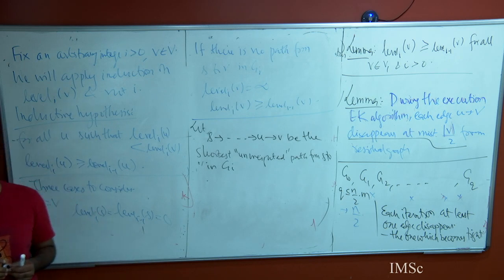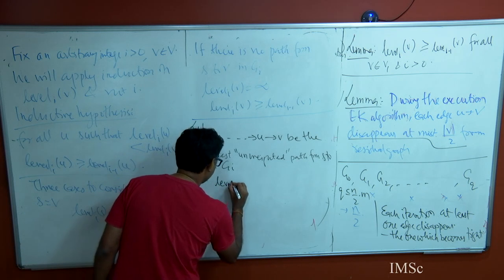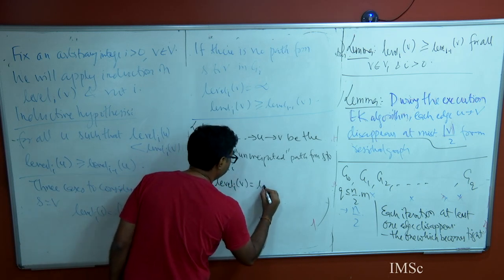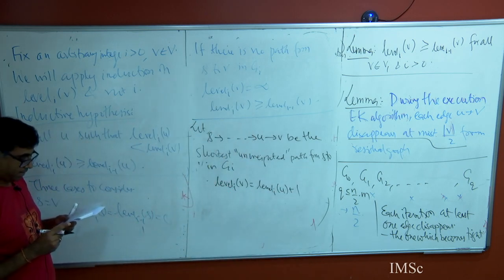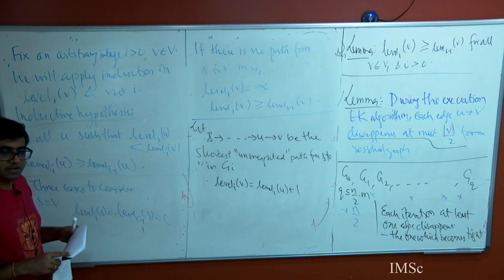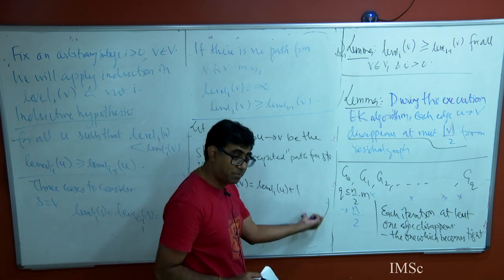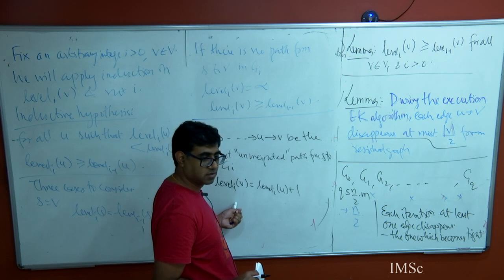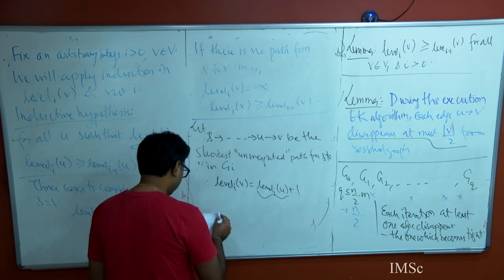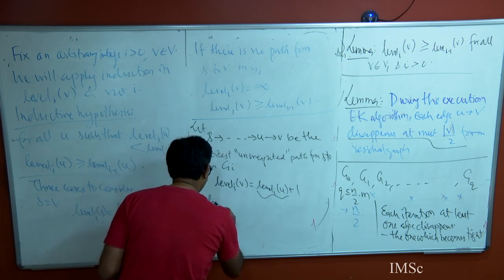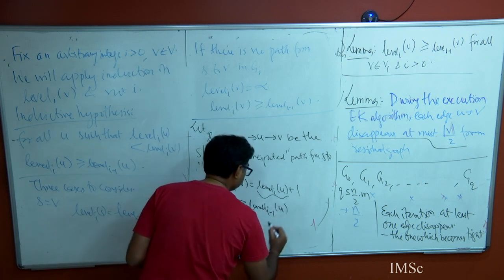So what is the level number here? Clearly, level_i of V is equal to level_i of U plus 1. And what does our induction hypothesis imply? This guy's level is whatever this is plus 1, so this guy's level is strictly less than this for sure. So now I can apply the induction hypothesis here. It means nothing but level_i of U is greater than or equal to level_{i-1} of U. That's it.